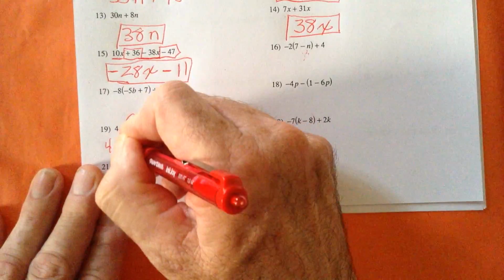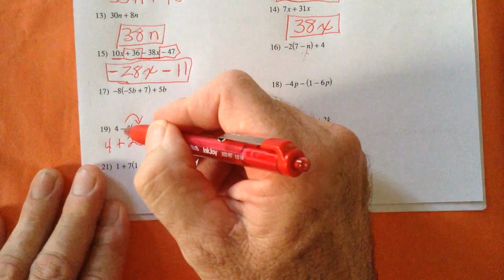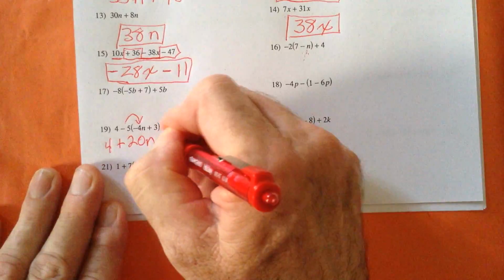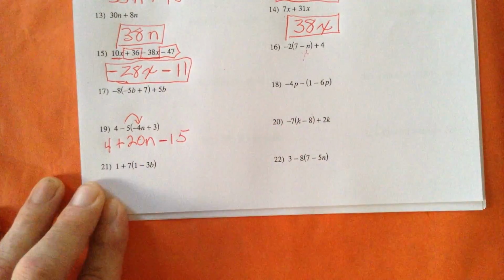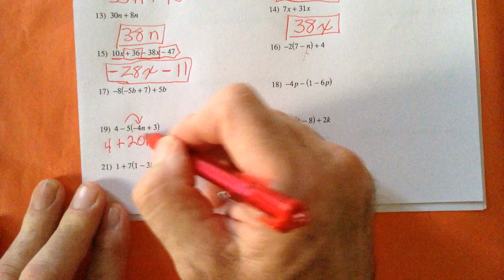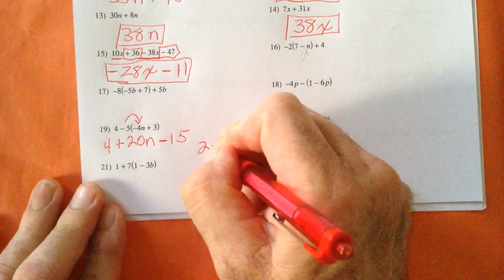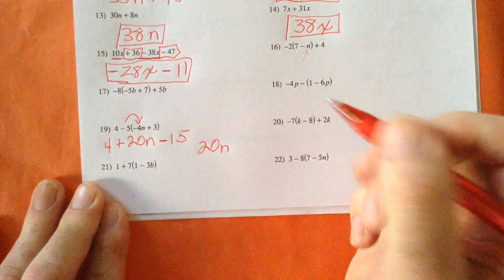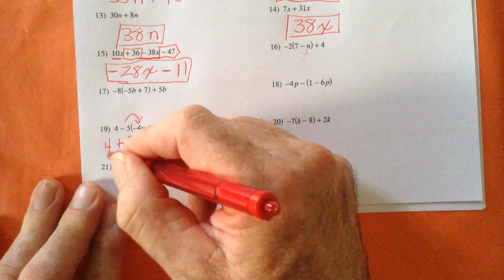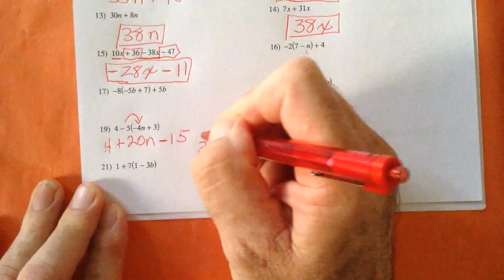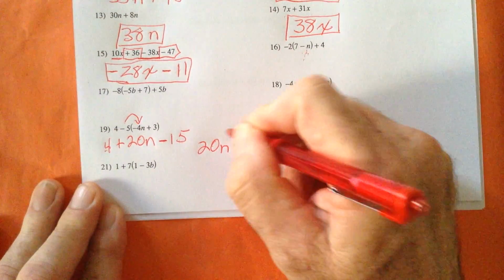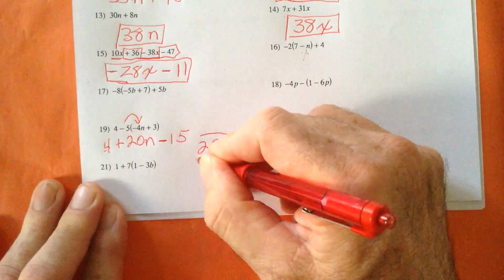So I have the 4 in front, plus. And then I have negative 5 times 3, which is going to be a negative 15. Now I can add like terms. I have the 20n. So I have 20n, and then I have 4 minus 15. So 4 minus 15 would be a negative 11. So that would be the answer to this one.